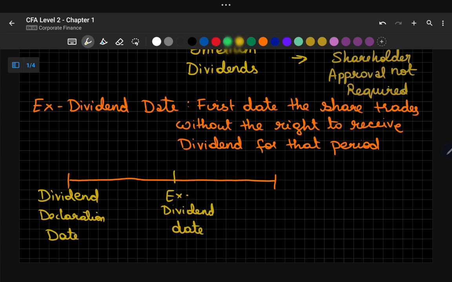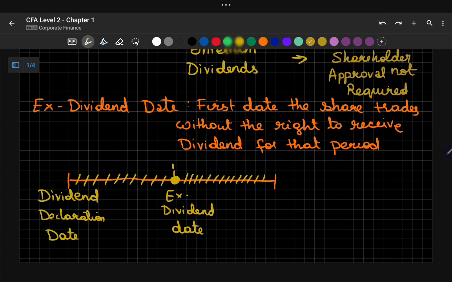This is the first date from which the shareholder does not have the right to receive the dividend payment. On the ex dividend date, the company records the shareholders. It will look into its ledger and check who all are the shareholders of the company. Those shareholders are eligible to receive the dividend payment. But from this date, whoever purchases the shares of that company is not eligible to receive the dividend payment. The dividend payment would be on a later date, which would be declared by the company.